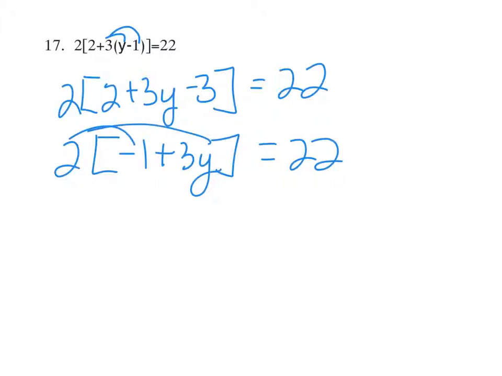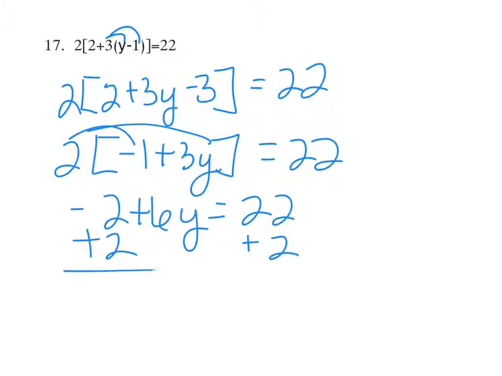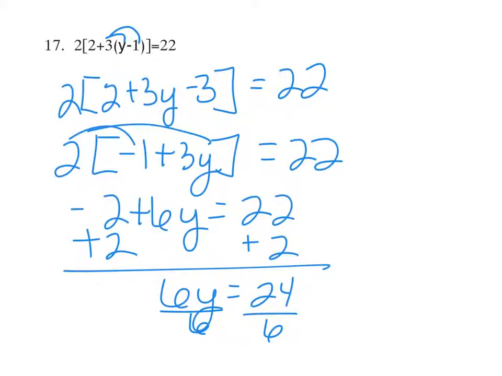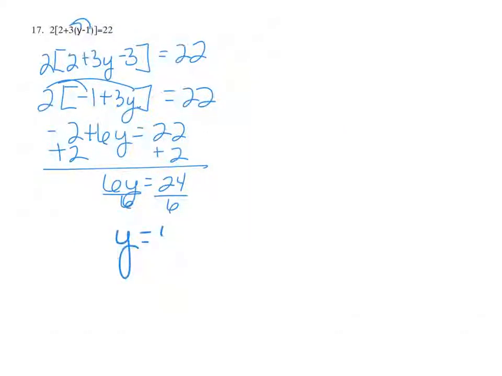Distribute the 2. Distributing twice this time. So negative 2 plus 6y equals 22. Add 2 to both sides of the equation, so 6y equals 24. Divide by 6, and y equals 4.